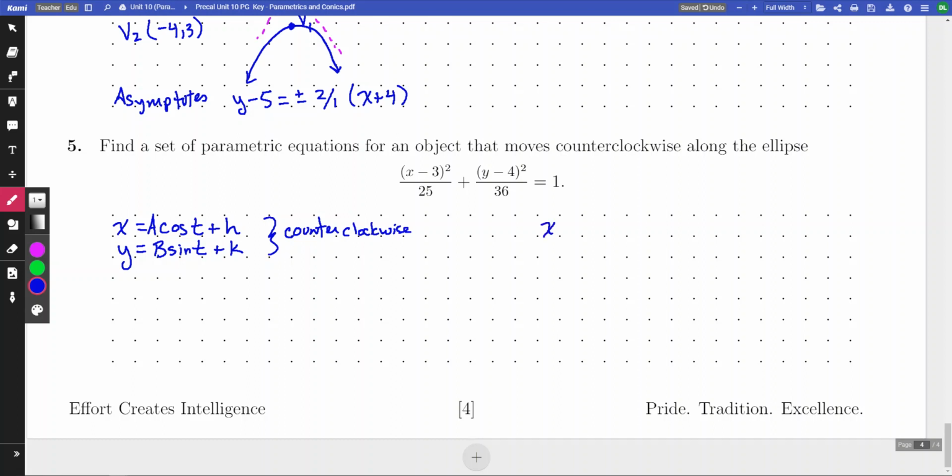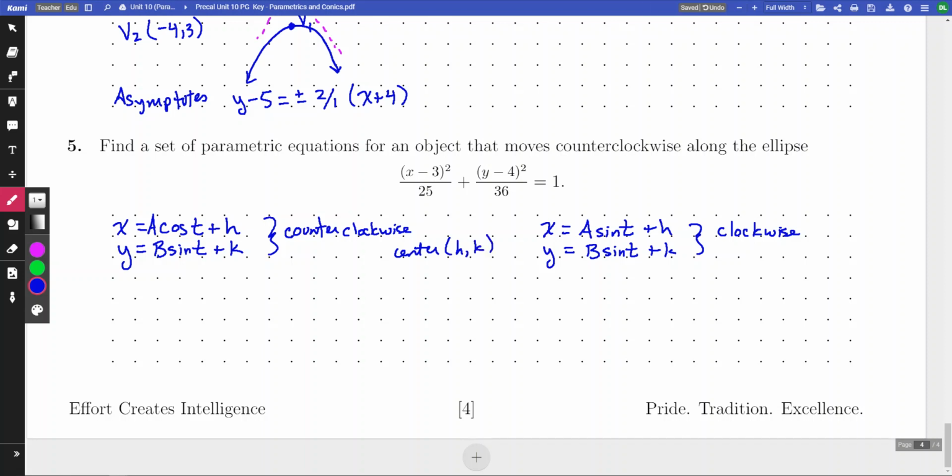Whereas x equals a sine of t plus h, and y equals b cosine of t plus k, this would be an ellipse that rotates clockwise. And both of these are going to be centered at h comma k.